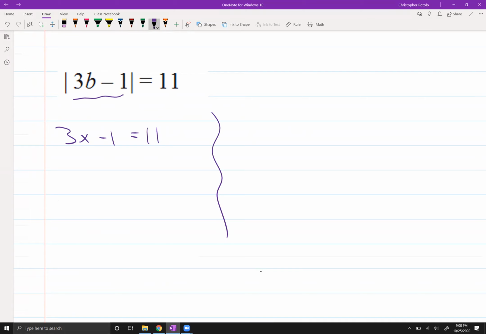But the other thing this whole thing right here could be is if this turned out to be negative 11. What's the absolute value of negative 11? Well, it'd still give me 11. So we're going to work with the other half of this as well and say it could have been negative 11, and that would still give me the same answer. So we're always going to write two equations.